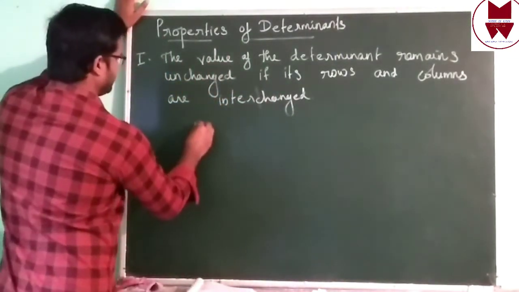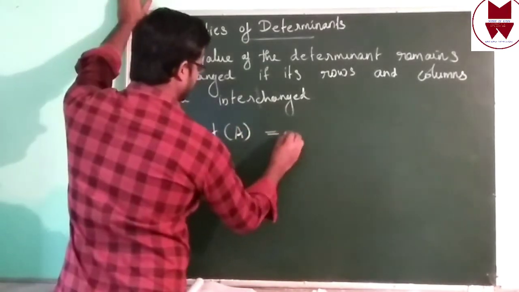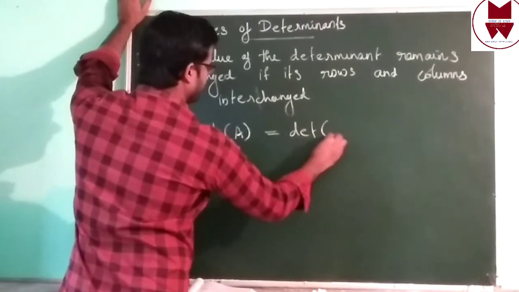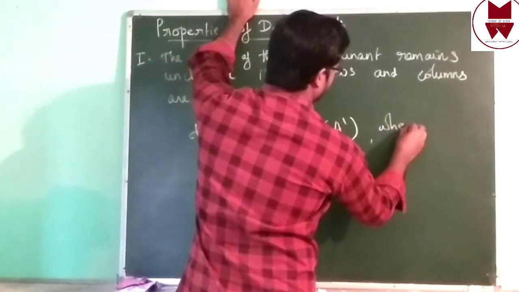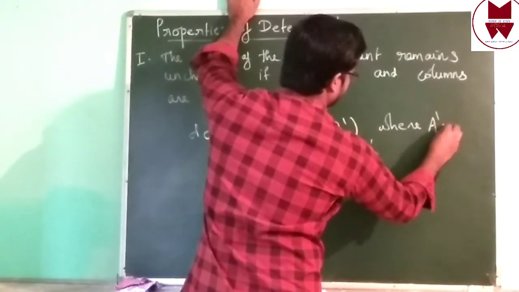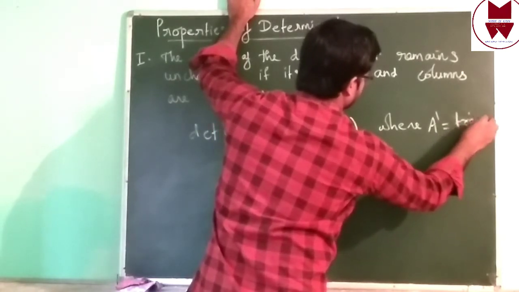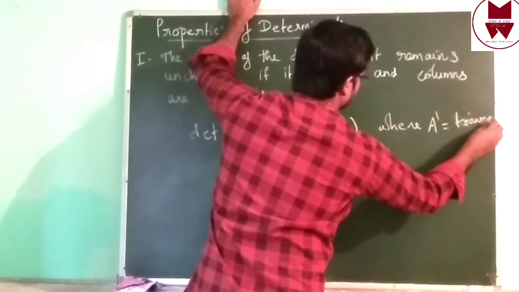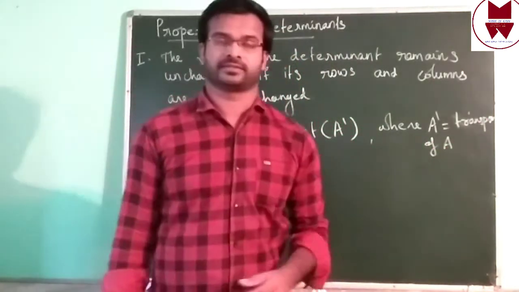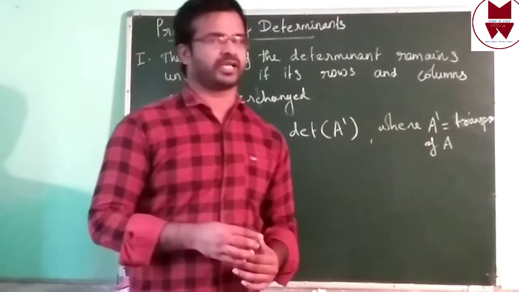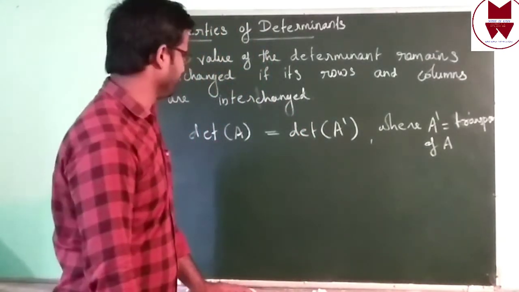We can write determinant of A equal to determinant of A transpose, where A dash means transpose of A. Transpose was already studied in matrices, isn't it? Interchanging rows and columns gives the transpose of a matrix. It is the same here also.